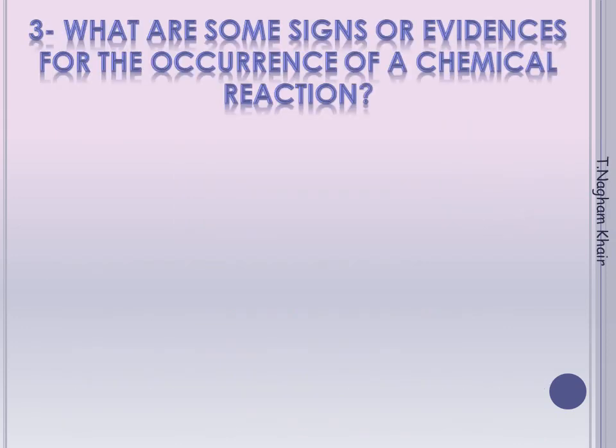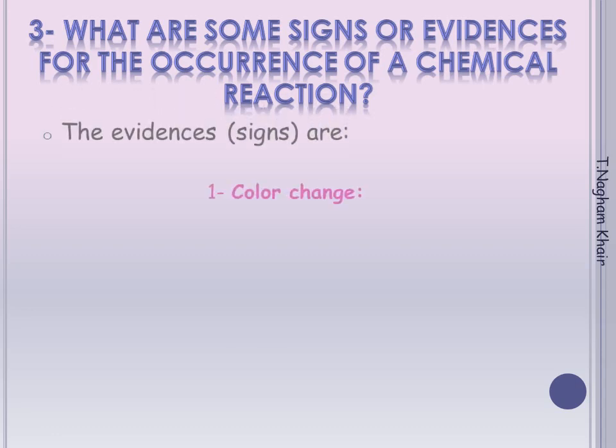What are some signs or evidences for the occurrence of a chemical reaction? Dear students, there are 4 signs that reveal the occurrence of a chemical reaction. However, this year we'll talk about only 2 of them. What are these 2 evidences? First one is the color change.